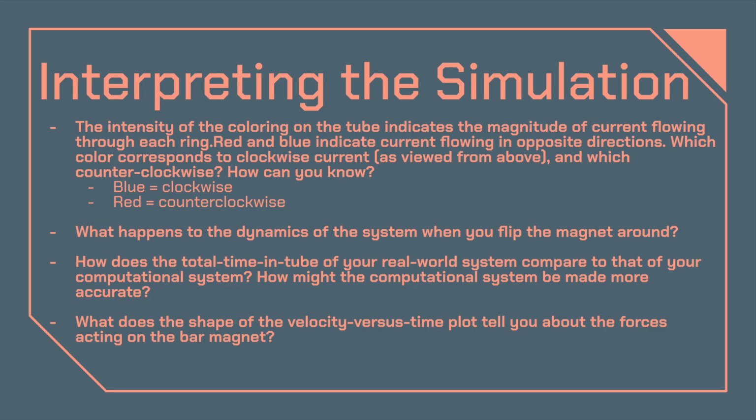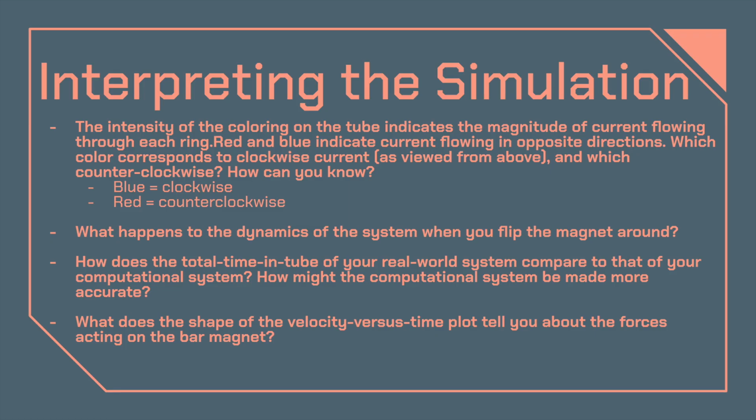What happens to the dynamics of the system when you flip the magnet around? If you flip the magnet the other way, there may be slight differences, but the dynamics remain the same. How might the computational model be made more accurate? The computational model could be made more accurate if it had taken into account air resistance or other forces that may have not been accounted for.